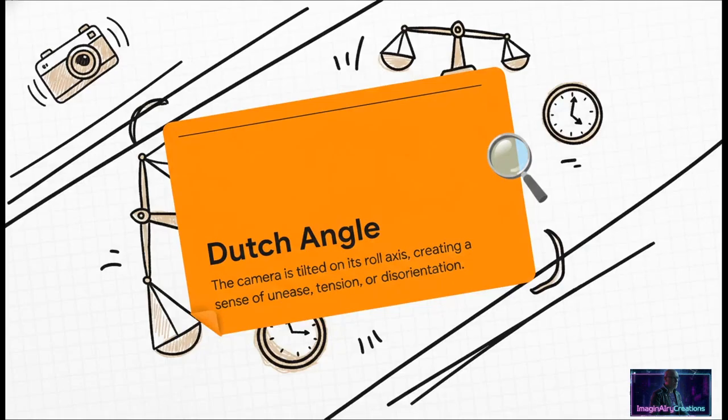The Dutch angle is an instant mood setter. The second you tilt the horizon, you're telling the audience that something is off, the world isn't right. It's an amazing trick for creating psychological tension, unease, or showing that a character's mind is unraveling. You don't want to overuse it, but man, it has an impact.